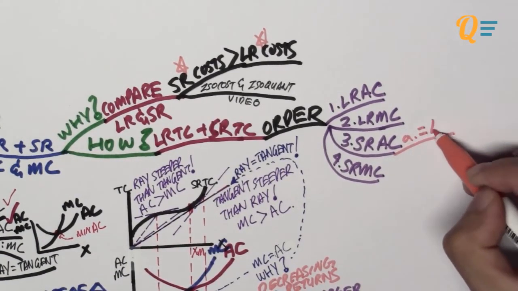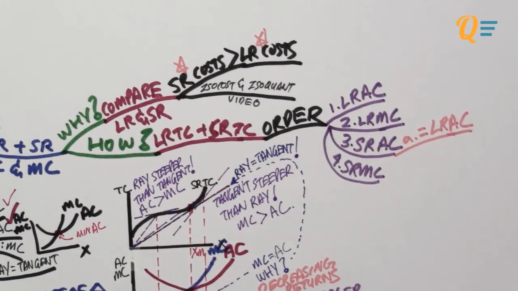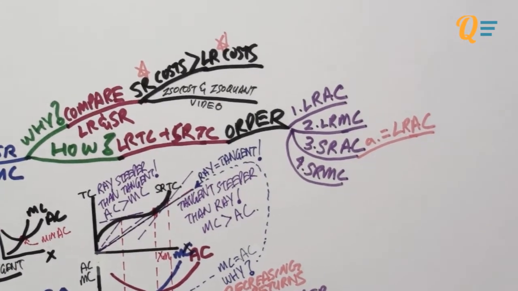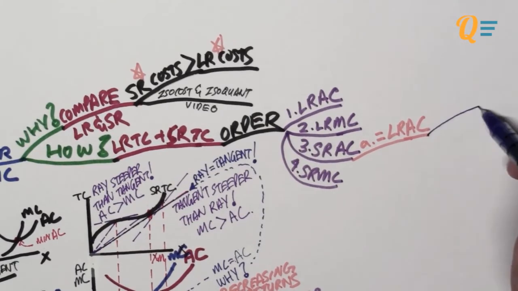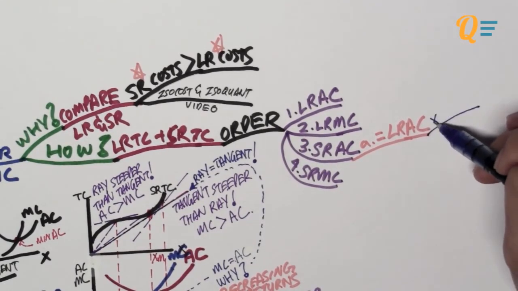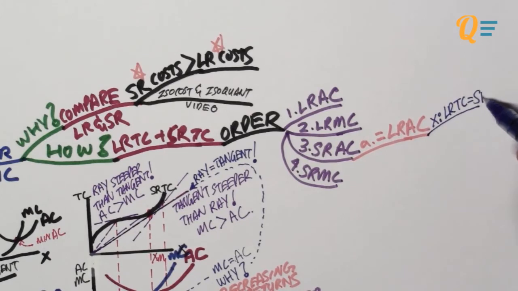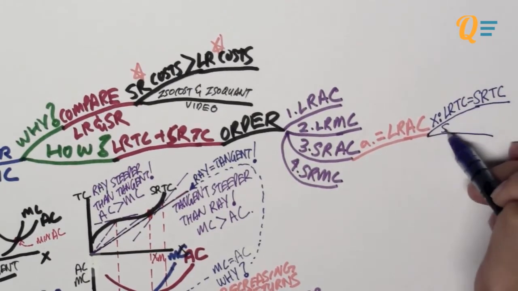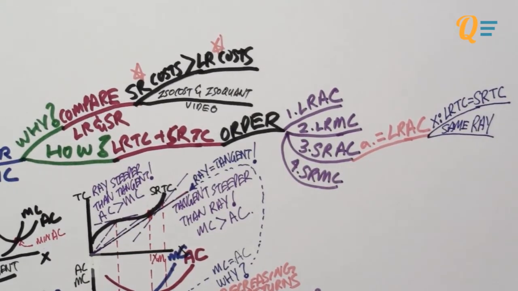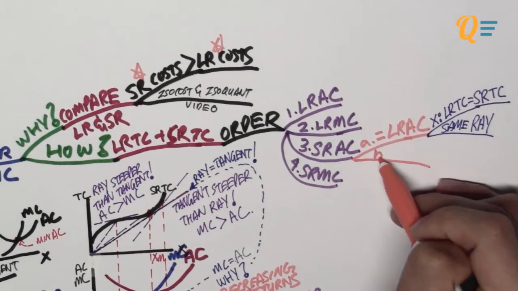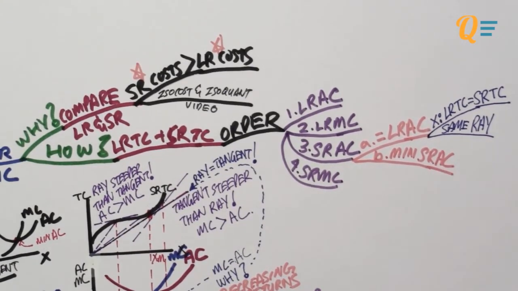Now, for the short run average cost, you're going to notice that there is going to be a point where it is equal to the long run average cost curve. So you're going to need to find the intersection. And it happens to be above the x, whereby your long run total cost curve equals your short run total cost curve. That is because at that point, both total cost curves are sharing the same ray. Okay, and next you're going to have to find out where your minimum SRAC is.